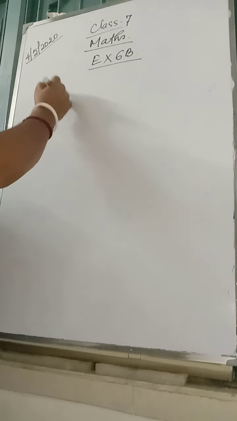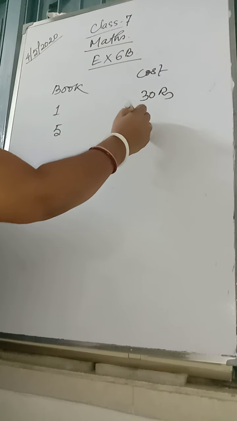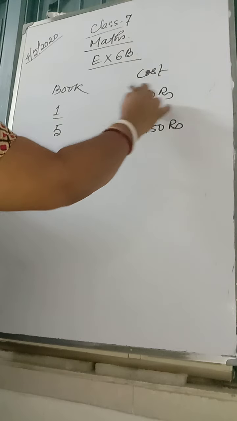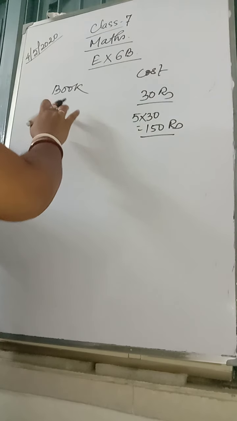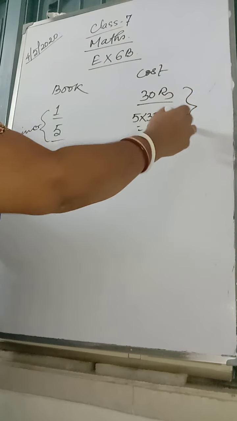So in the case where both the terms increase or both the terms decrease, just for example, book cost, one book 30 rupees. So 5 books will be 5 into 30, 150 rupees. One book was 30, so 5 books is 150. So number of books is increasing, cost is also increasing. So this is called direct variation.